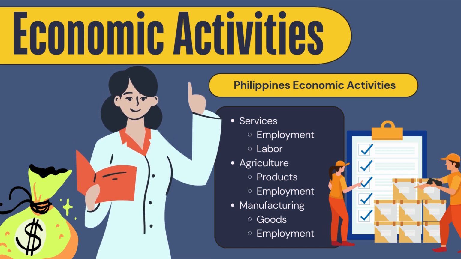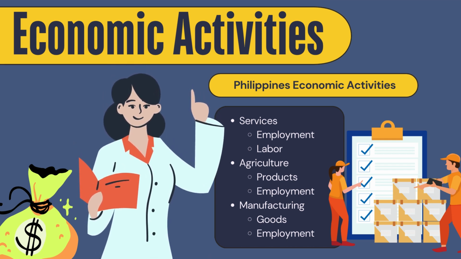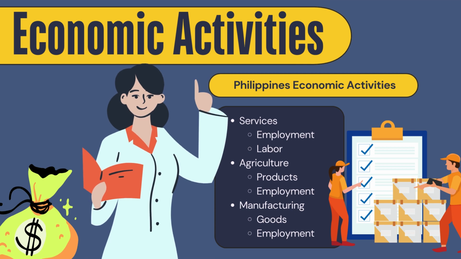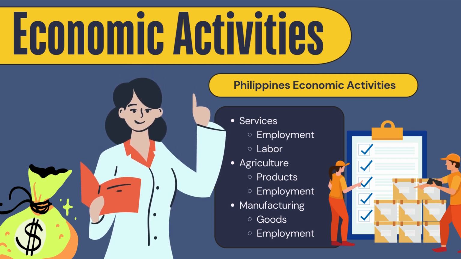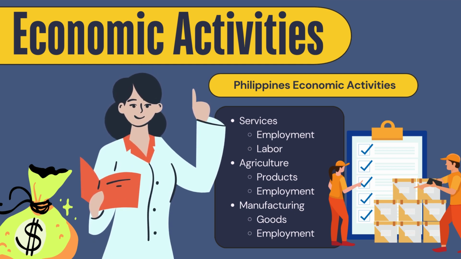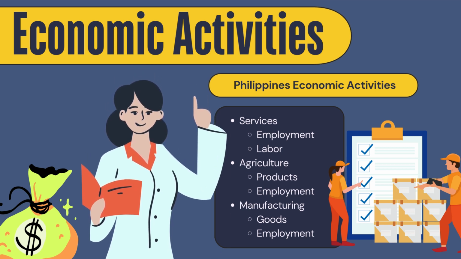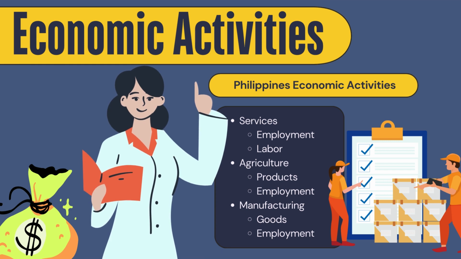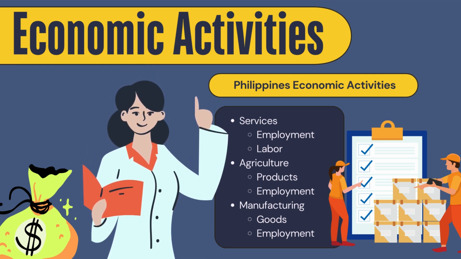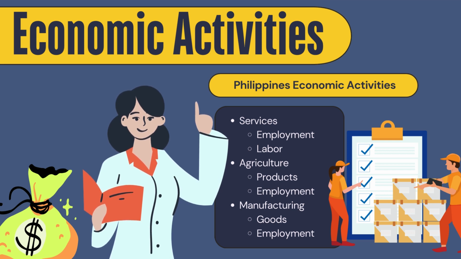So moving forward to the Philippine economic activities. So we have here the services, agriculture, and manufacturing. They are the most contributors in terms of economic activities. So under services, we have here employment and labor. So people pay for the services that they want to consume. For example, services are about BPO, telecommunications, and finance.